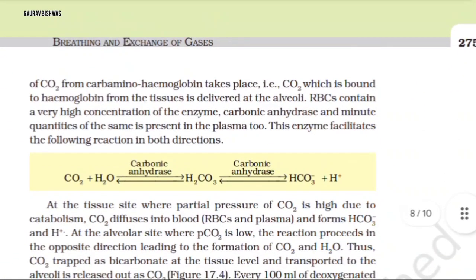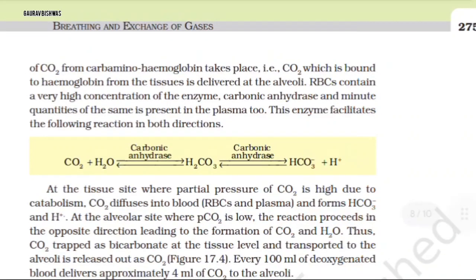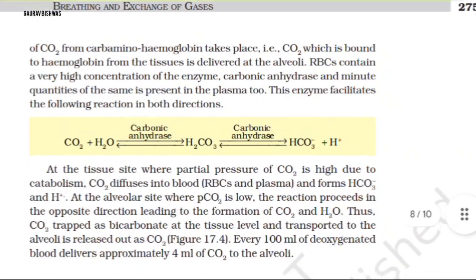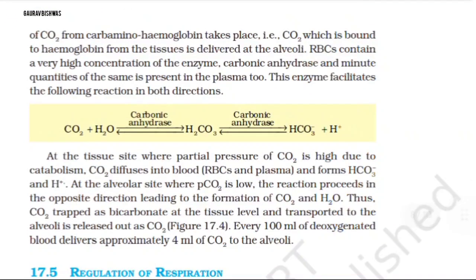Page number 275. Of CO2, the carbaminohemoglobin formation takes place in the tissue, i.e., carbon dioxide which is bound to hemoglobin from the tissue is delivered at the alveoli, as RBCs contain a very high concentration of the enzyme carbonic anhydrase, and minute quantities of the same are present in the plasma too. This enzyme facilitates the following reaction in both directions.